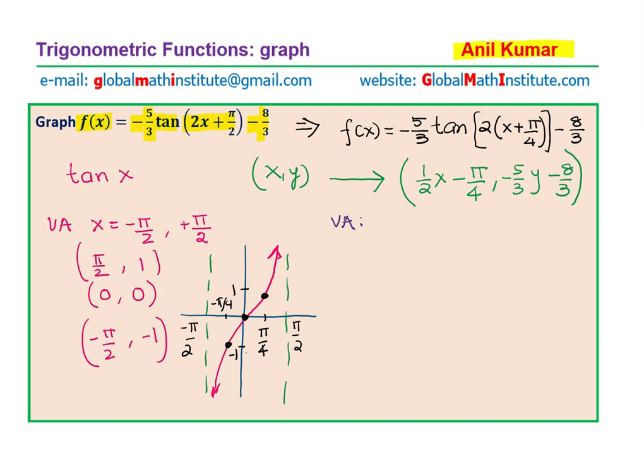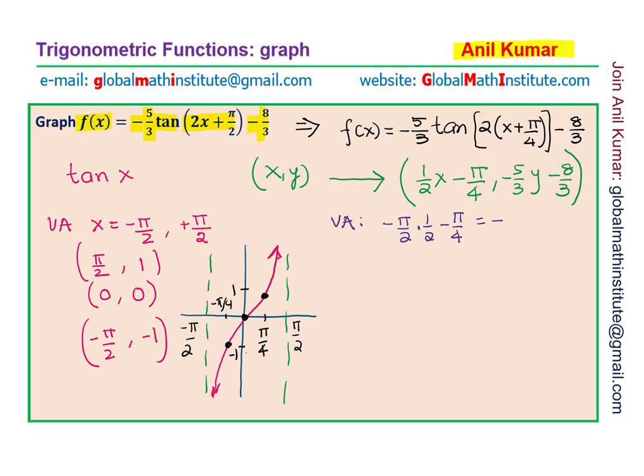So the vertical asymptotes will now be, if it is minus pi by 2, we multiply it by half, and then we do minus pi by 4, correct? So what really happens, as you can see here, is that when you multiply, it is minus pi by 4, minus pi by 4. So minus 2 pi by 4, correct? So the vertical asymptote actually shifts to the value which is minus 2 pi by 4, or minus pi by 2, correct?